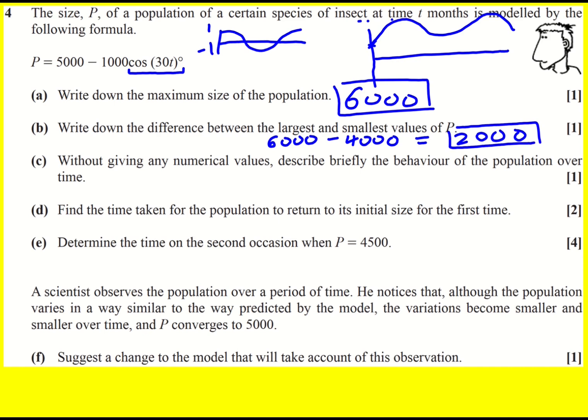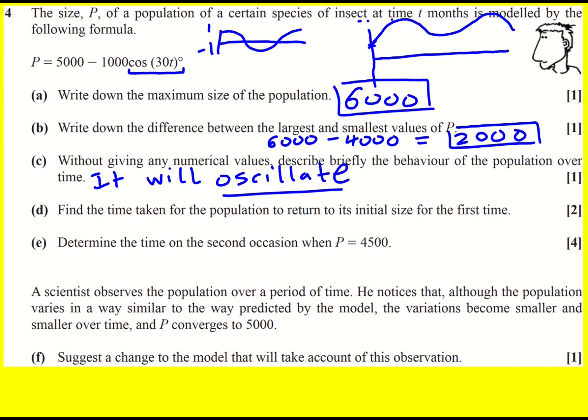Without giving any numerical values, describe briefly the behavior of the population over time. So I've already kind of indicated it and talked about it going up and down. Best thing to write down is to say that it will oscillate. You can say it will fluctuate, go up and down, repeat every cycle, but the best word is oscillate to describe this sort of function.